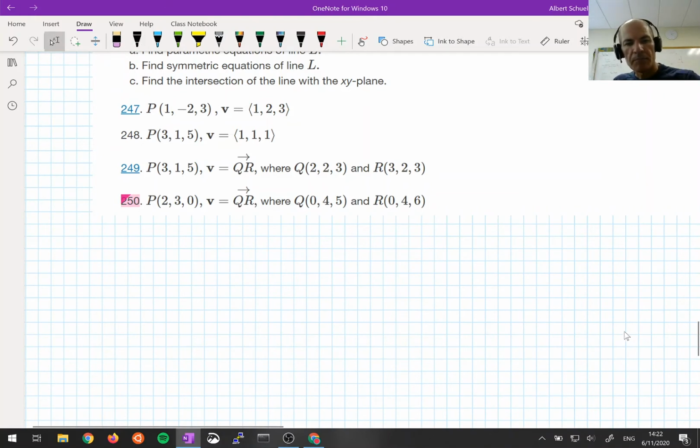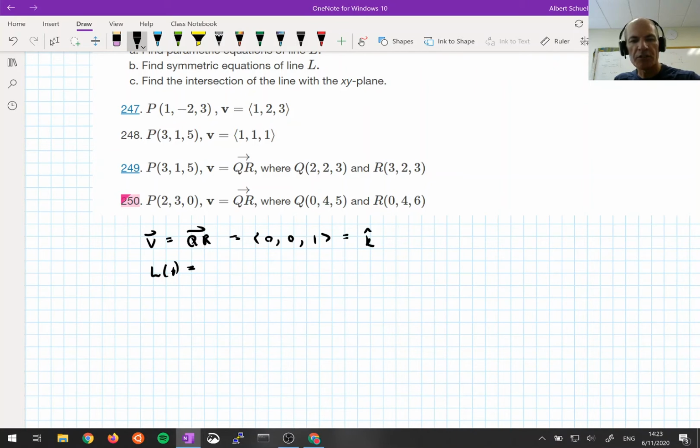All right, so the vector V, which is QR, can be computed by taking R minus Q. That's 0 minus 0, which is 0, 4 minus 4, which is 0, and 6 minus 5, which is 1. So it turns out this is just k. Not super important, but that just worked out. The vector form of the equation of the line is just going to be the vector from the origin to P plus t times the vector V. From the origin to P is just the vector version of 2, 3, 0, t times 0, 0, 1, like that.